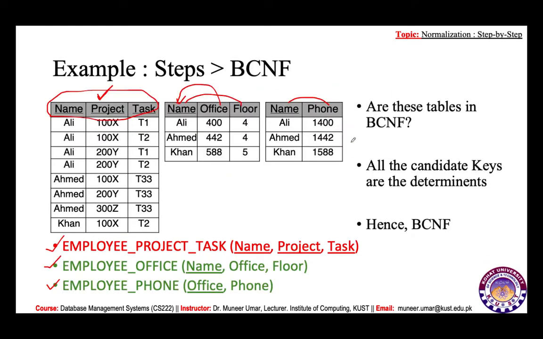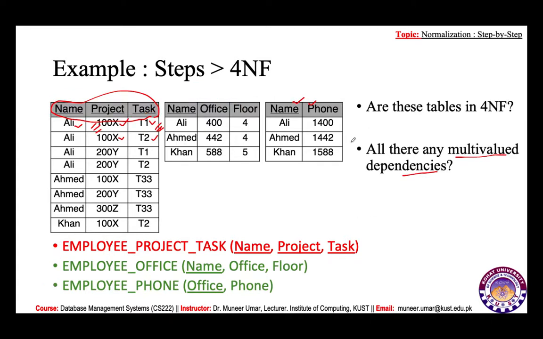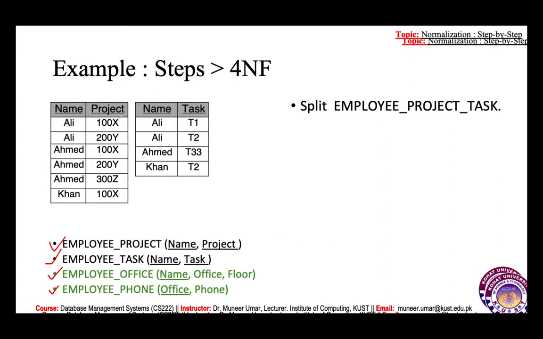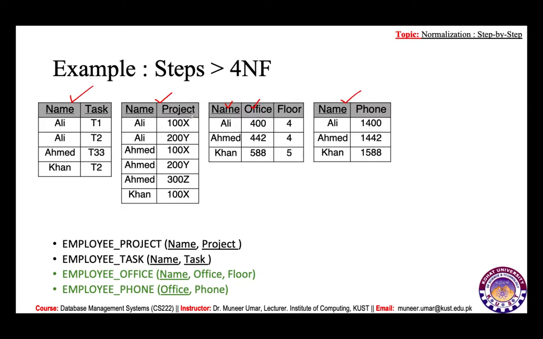In BCNF, we checked for the candidate keys, whether these are determinants or not. These were already determinants, so we did not make any change in these tables because these were already in BCNF. In fourth normal form, we checked for multi-valued dependencies. Here existed some multiple values under attributes, so we separated these attributes and we decomposed this table into two tables having name, project and name, task. So ultimately we got four tables.